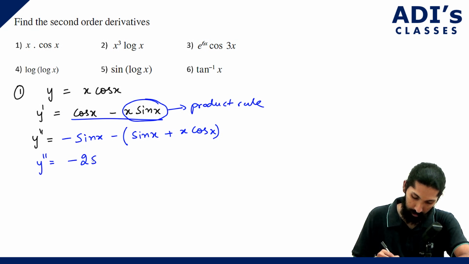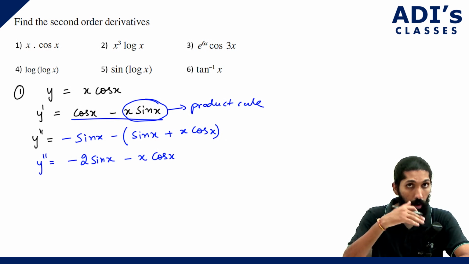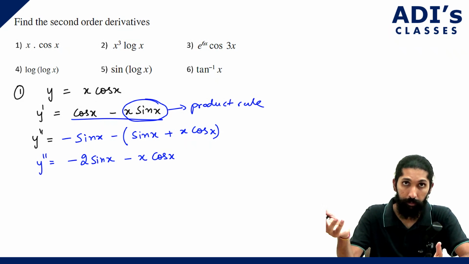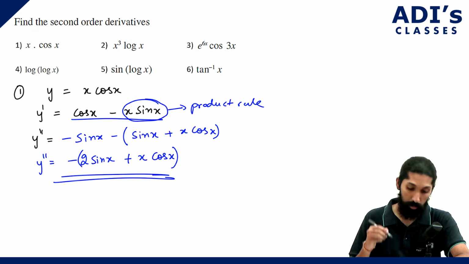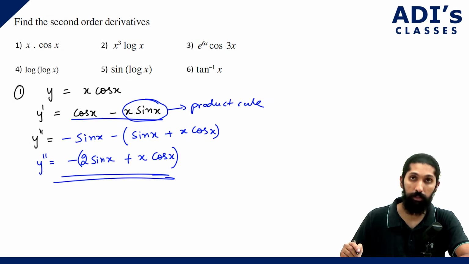So y double dash is minus sin x minus 2 sin x minus x cos x, or you can say minus of the whole thing. I mean, whichever works. Both of them are correct anyway. So this, or you can say minus of this, is going to be the final answer. So this is the answer for the first one. Now let's do the second one.